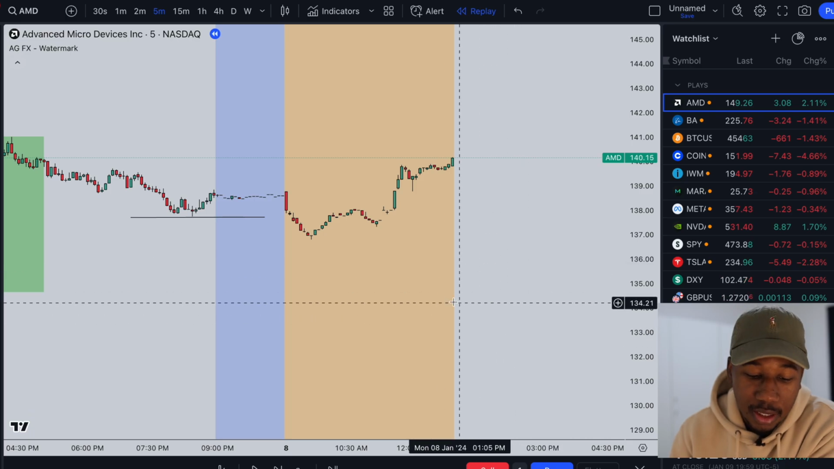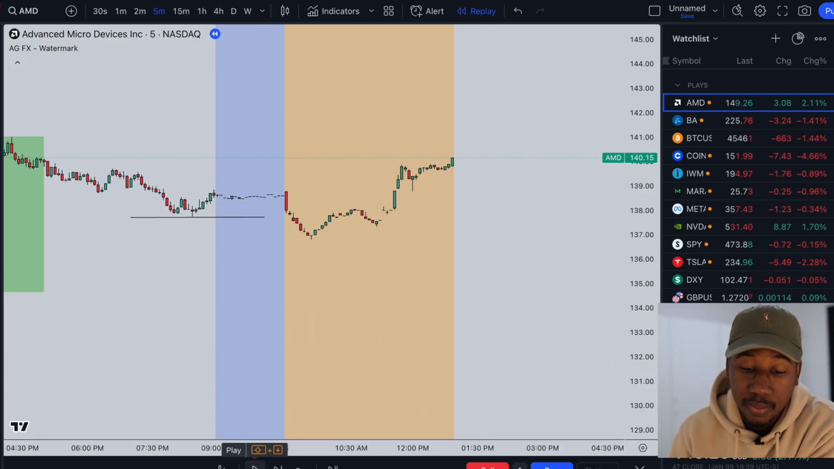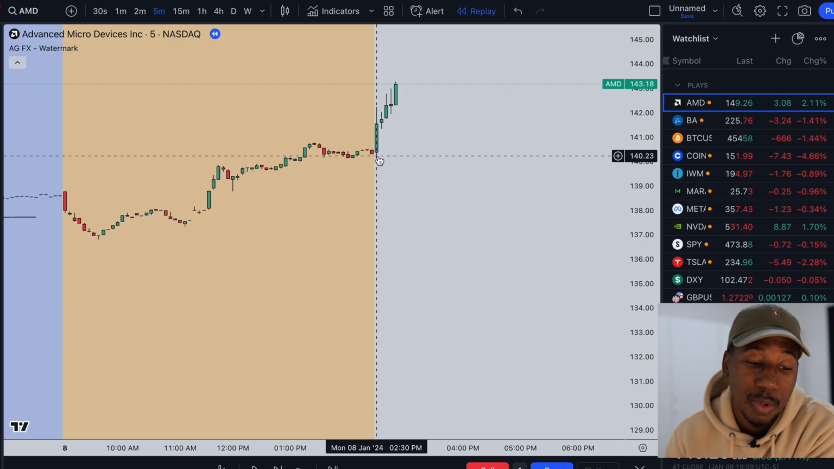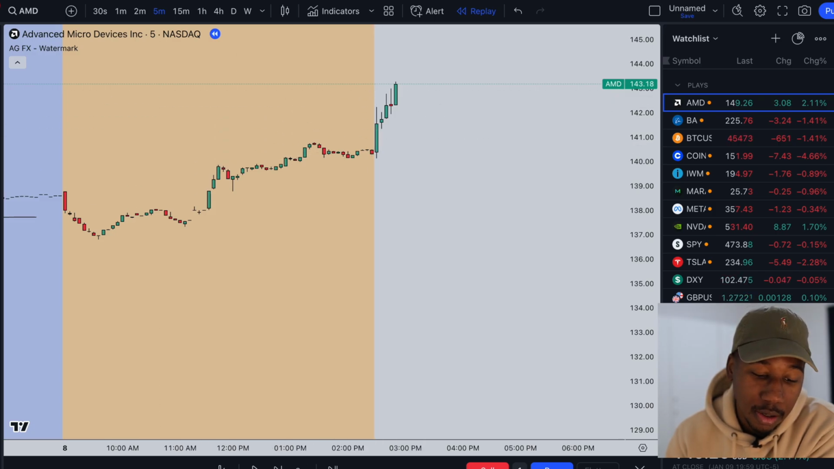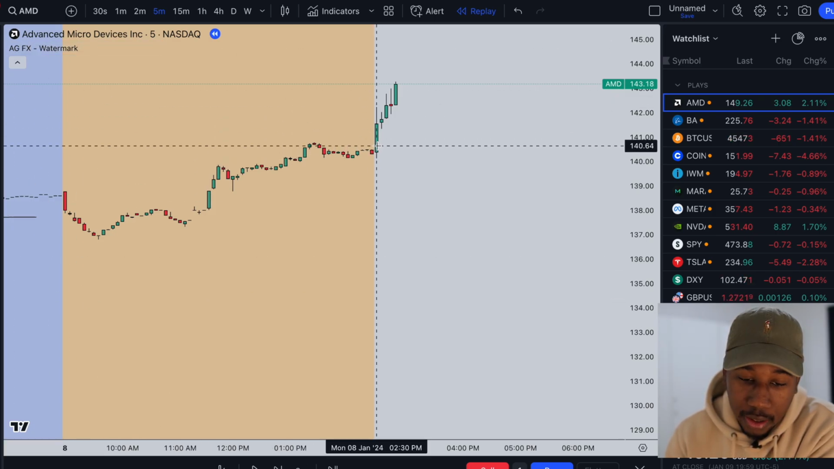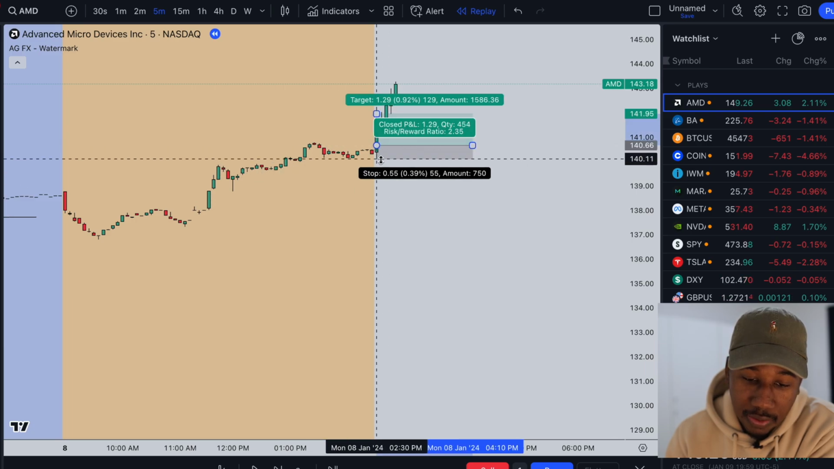Here we are on the 5-minute, and now we're just looking for an entry. So in this instance, we would have looked to buy right at open, making our entry, and let's say right here, because if it blasted off like that right at open, we wouldn't have got in right away.